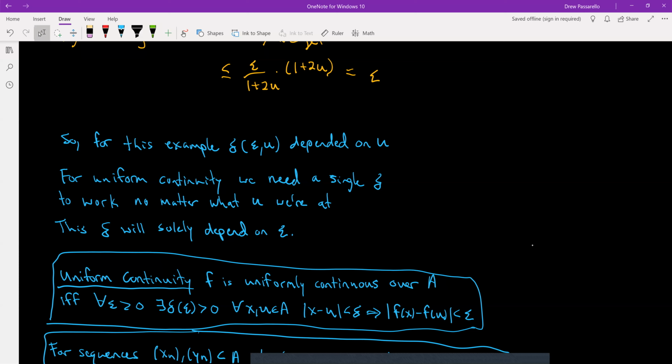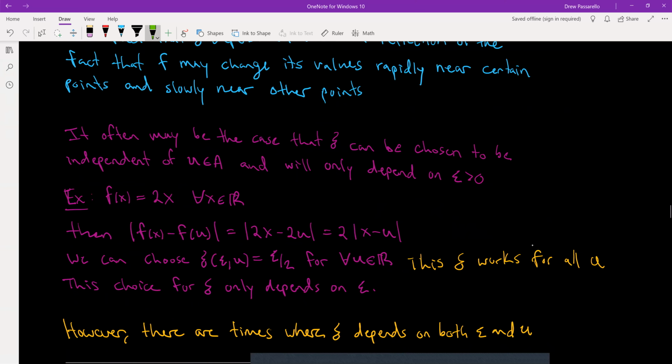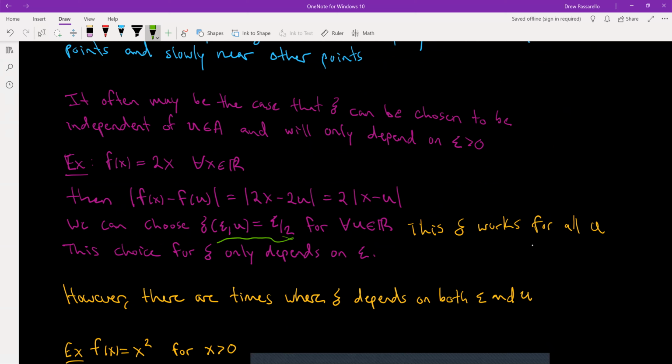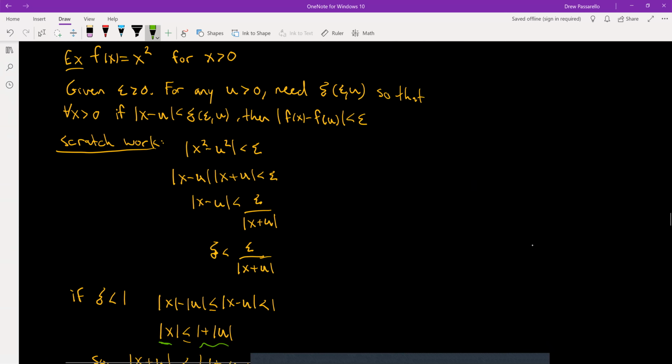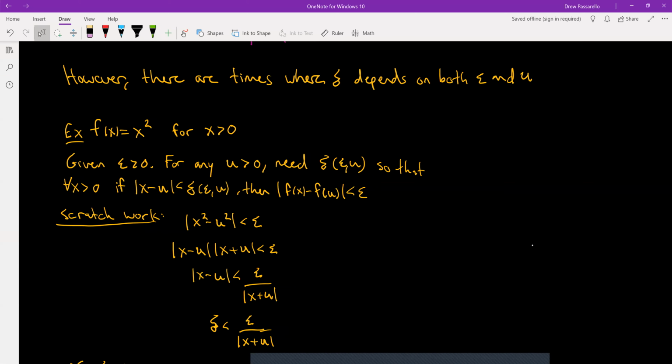And so f is uniformly continuous over A if and only if, for all epsilon, there exists a delta, so that for all x and u in A, the absolute value of x minus u less than delta implies that the absolute value of f of x minus f of u is less than epsilon. So very similar looking definitions. Now, in the one that we did before, we had delta depending only on epsilon, and so that one is uniformly continuous. Now in this one, we had our delta chosen so that it always depends on what u you're at. So this is not uniformly continuous.